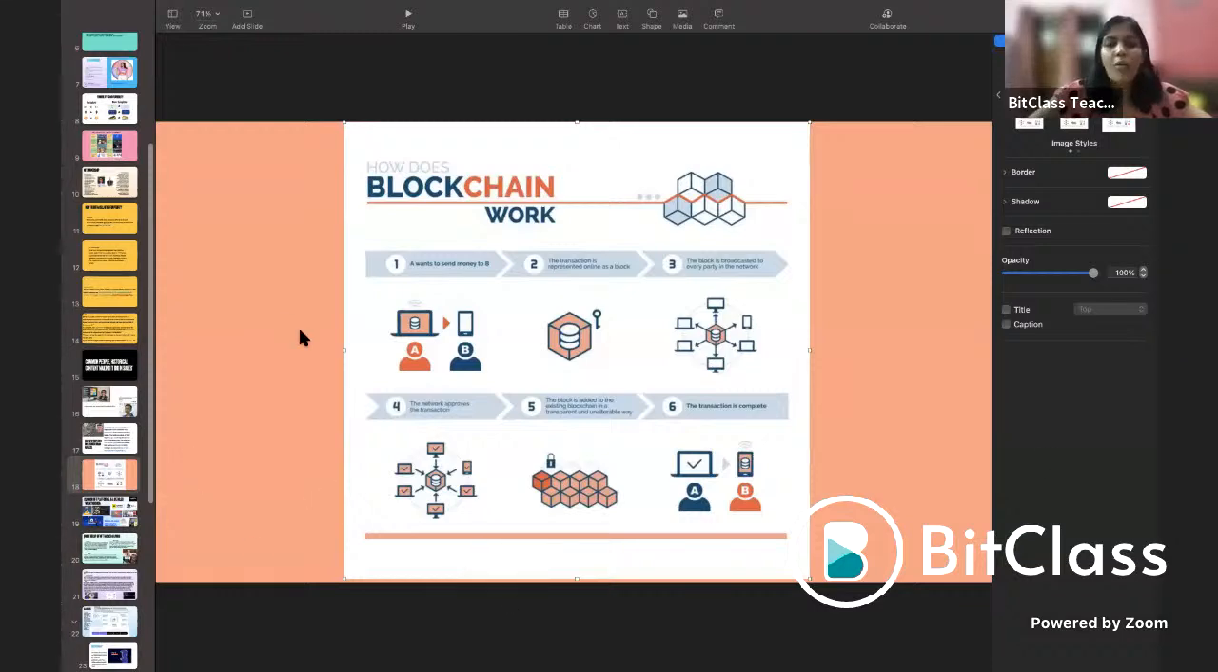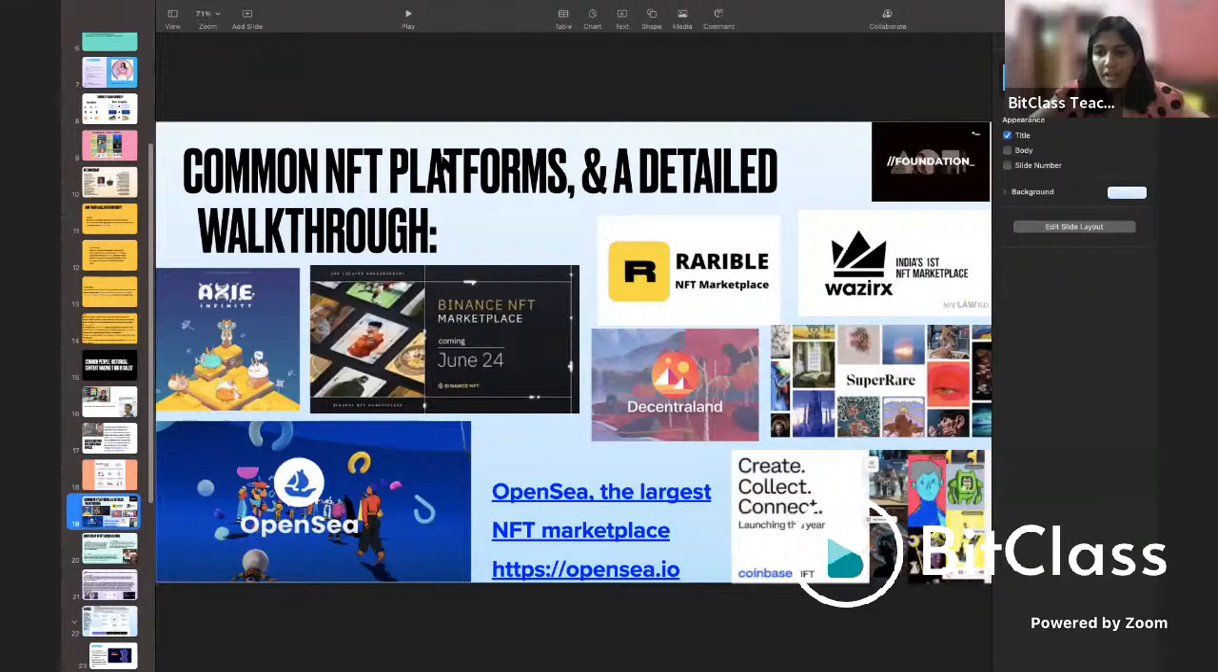Okay. Now, enough about the blockchain. So here are different NFT platforms. There's AOT Foundation, there is Rarible, there is Axie Infinity, there is SuperRare, there is Decentraland. WazirX, by the way, is India's first NFT marketplace. Then there is OpenSea. OpenSea is the world's largest NFT marketplace. So do you guys want a walkthrough of OpenSea? Type W if you want a walkthrough. If you don't want it, it's all right, I can teach ahead.